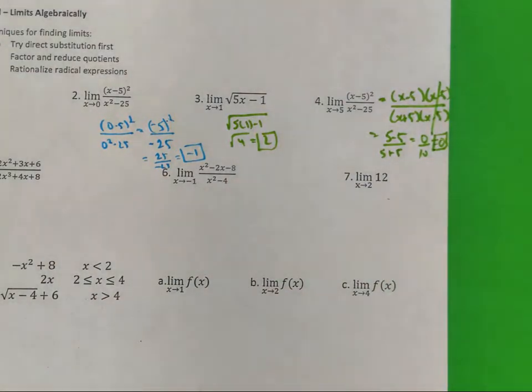So if it's 0 over 0, why can't we just... 0 cannot be in the denominator. 0 cannot be in the denominator.